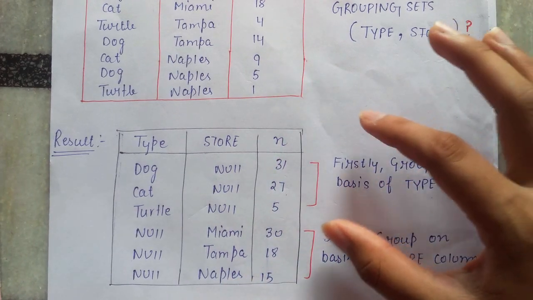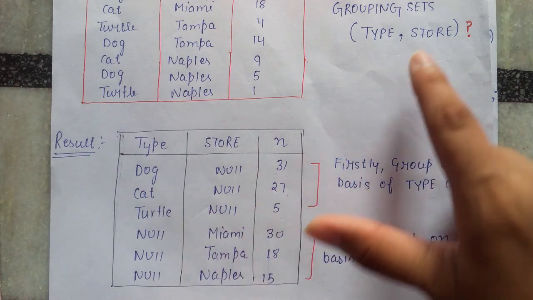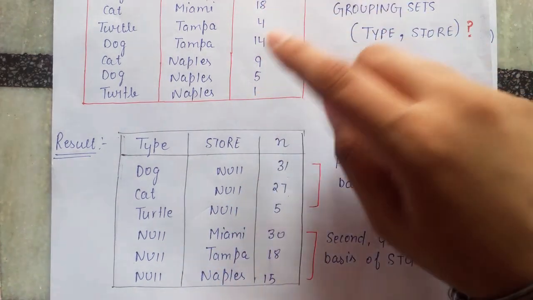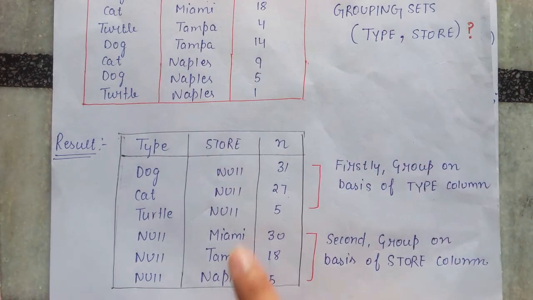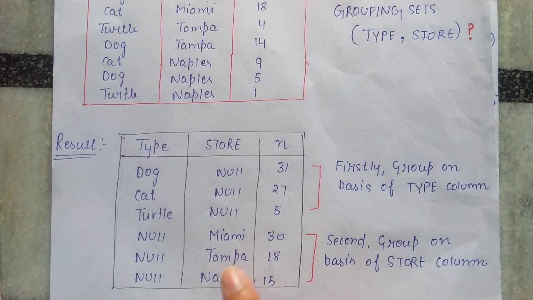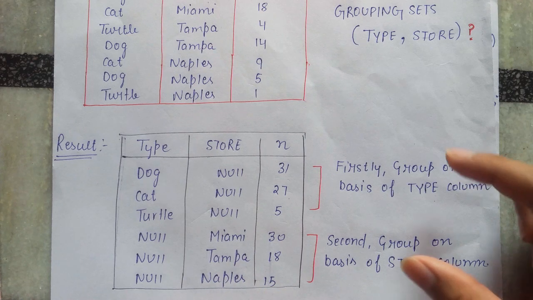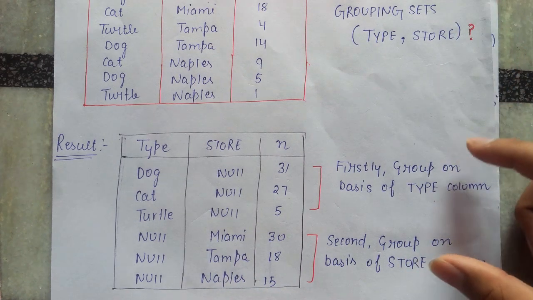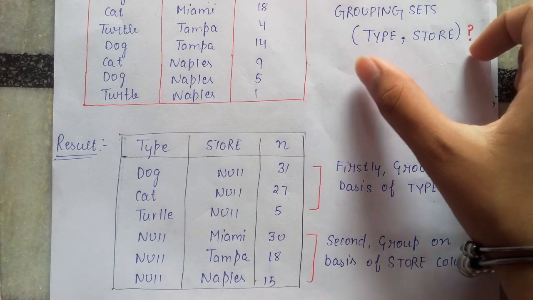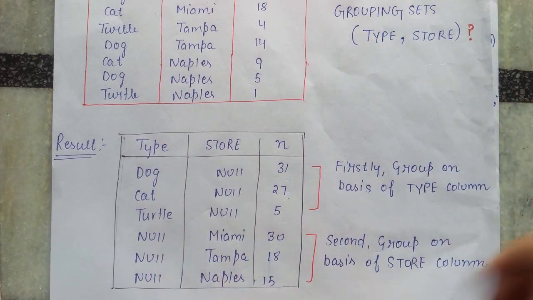As we have mentioned, it will first group on the basis of type, and second it will group on the basis of store. So it will consider how many stores there are. There are three stores: Miami, Tampa, and Naples. So it will find how many animals are in the Miami store, how many in the Tampa store, and how many in the Naples store. This is the basic working of grouping sets. It groups the data on the basis of all the columns present in the grouping list one by one: the first group on the basis of the type column, and the second group on the basis of the store column.